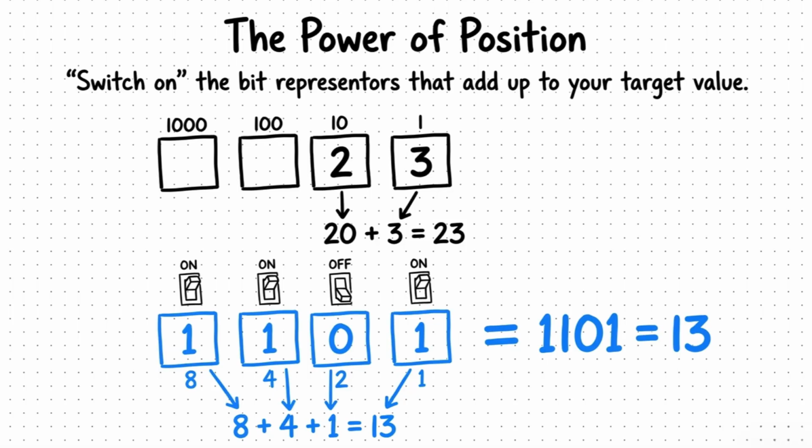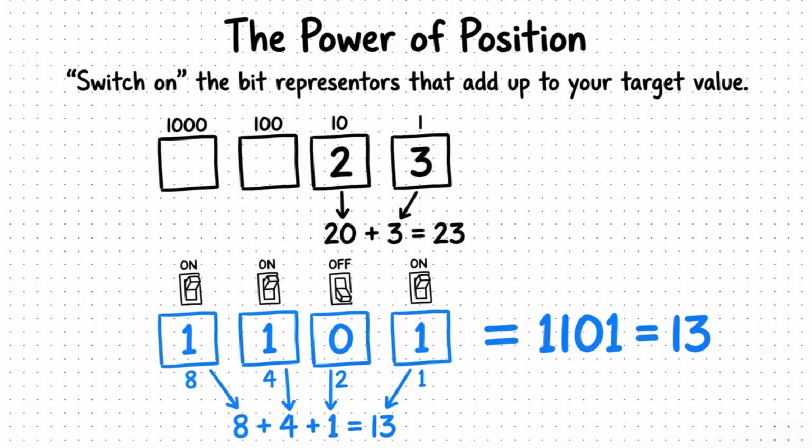So the ones column is nothing but 2 raised to power 0. The 2's column is nothing but 2 raised to power 1. The 4's column is nothing but 2 raised to power 2. The 8's column is nothing but 2 raised to power 3.